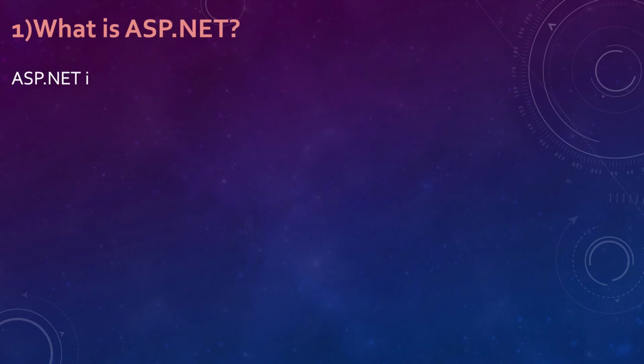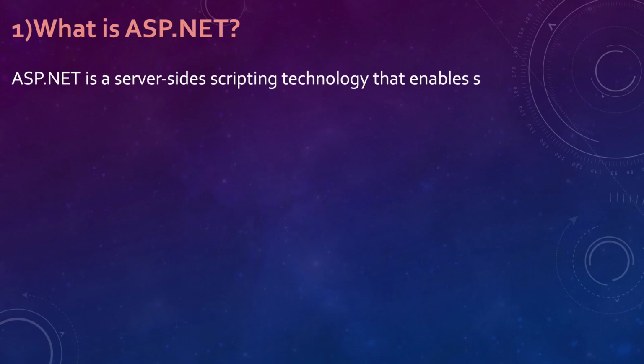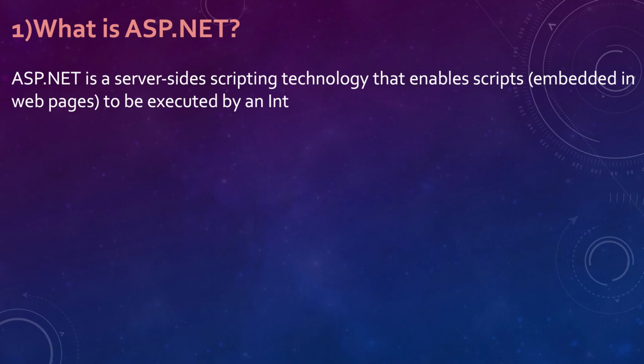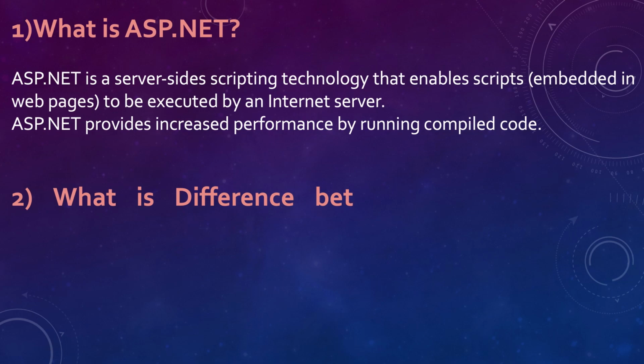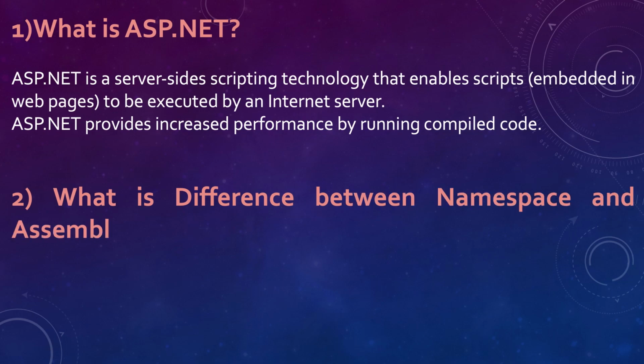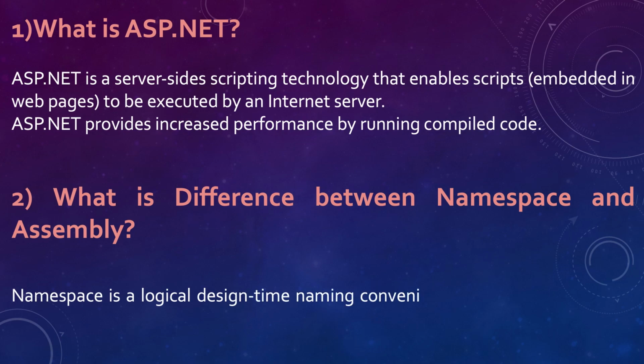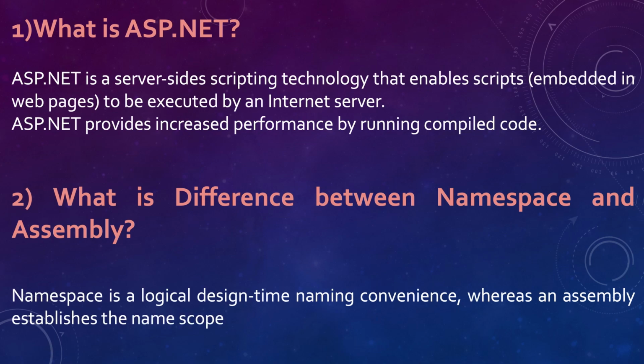What is ASP.NET? ASP.NET is a server-side scripting technology that enables scripts embedded in web pages to be executed by an internet server. ASP.NET provides increased performance by running compiled code. What is the difference between namespace and assembly? Namespace is a logical design time naming convenience, whereas an assembly establishes the name scope for types at runtime.